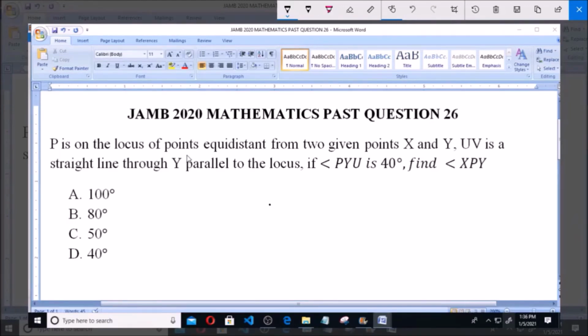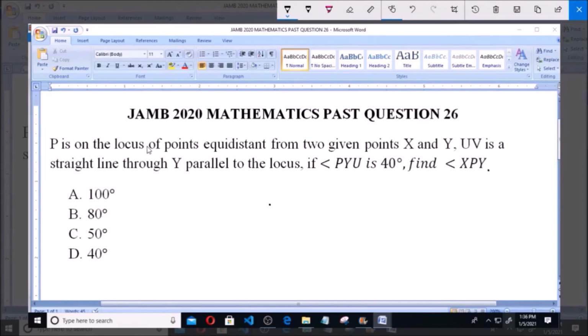P is on the locus of points equidistant from two given points X and Y. UV is a straight line through Y parallel to the locus. If angle PYU is 40 degrees, find angle XPY. These are the options given.